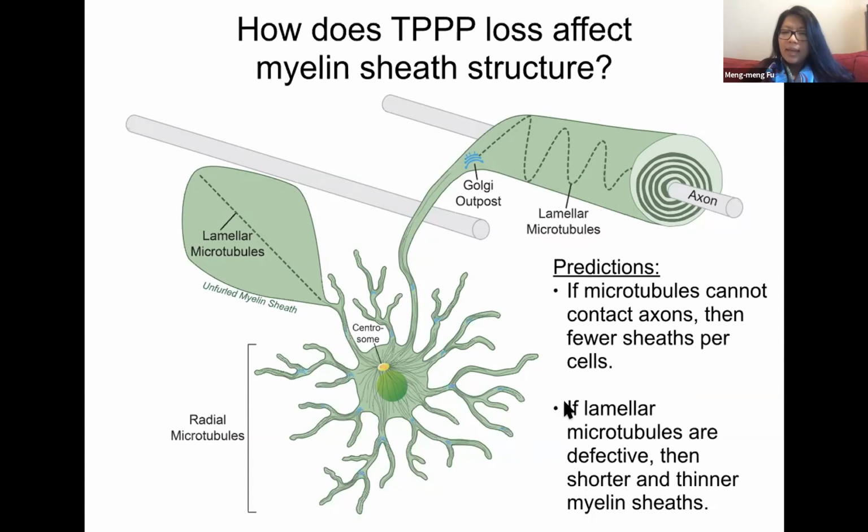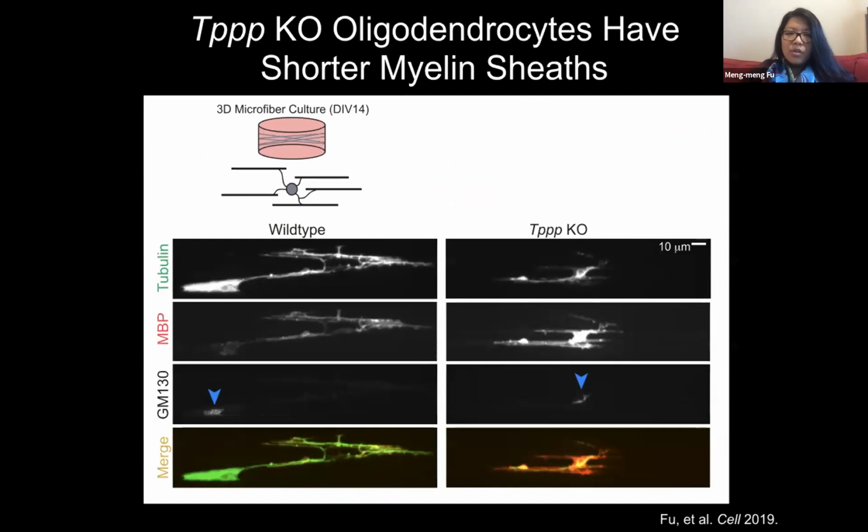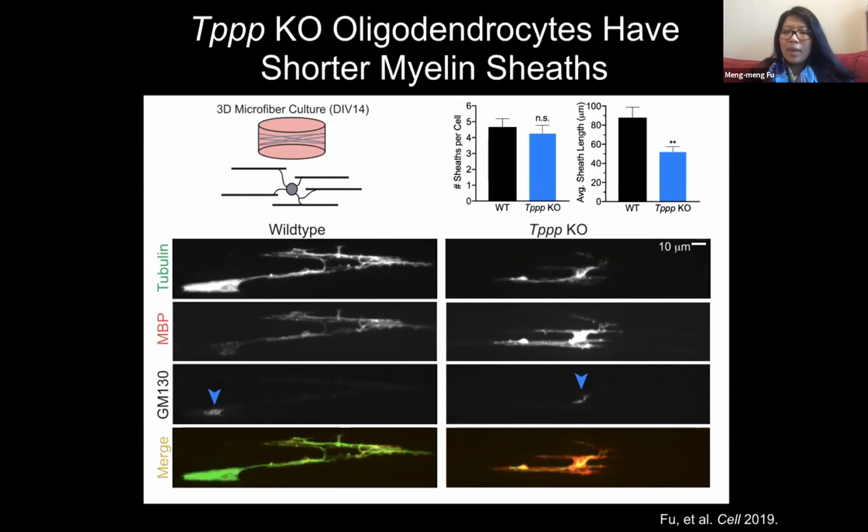And if then the lamellar microtubules, so this class of microtubules, is defective, then we would predict to see both shorter and thinner myelin sheaths. And that would be because the microtubules reach both from the outermost layer to the inside layer, as well as spanning the length of the sheath. So when we look at these 3D structures with the TPPP knockout mouse oligodendrocytes, what we see is that these cells have sheath structures, but they appear to be much shorter. So quantifying many of these types of cells, we see that there's no difference in the number of sheaths per cell, indicating that there's no defect in the radial microtubules.